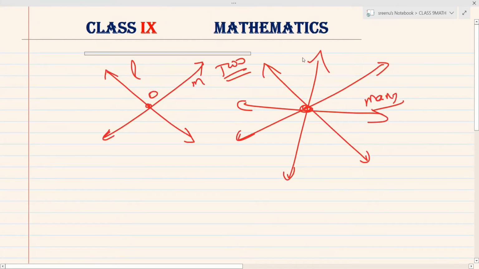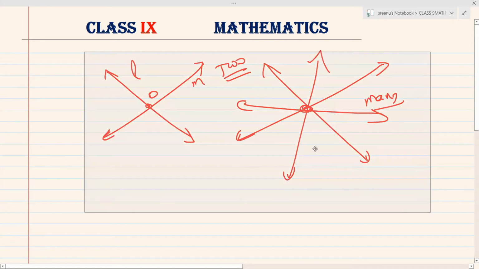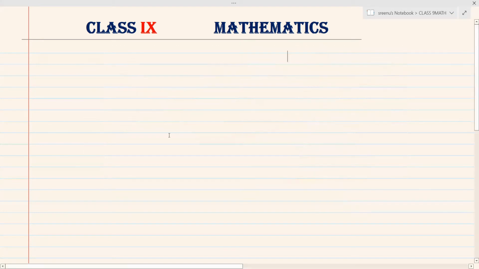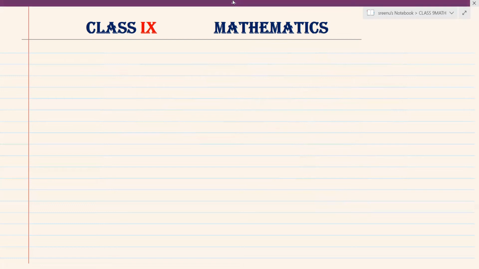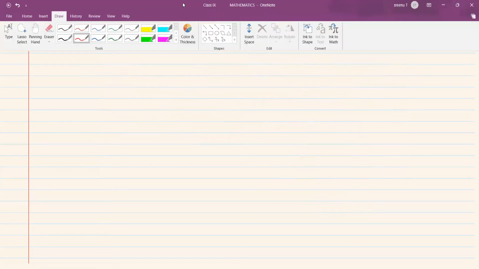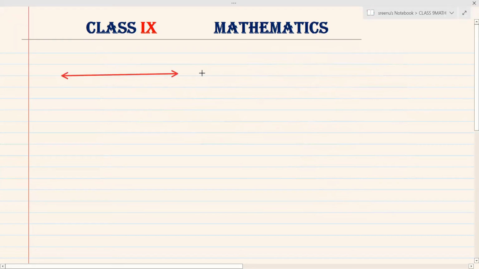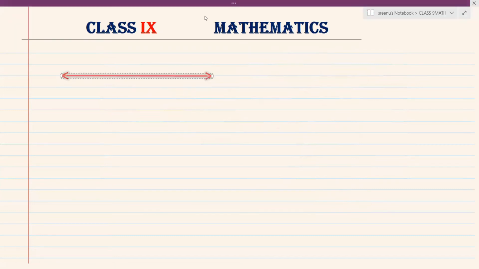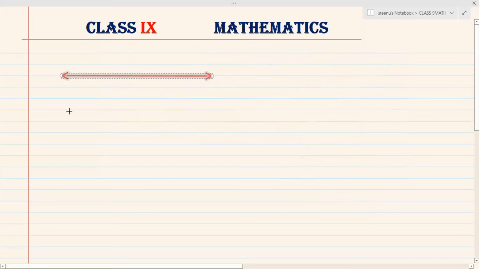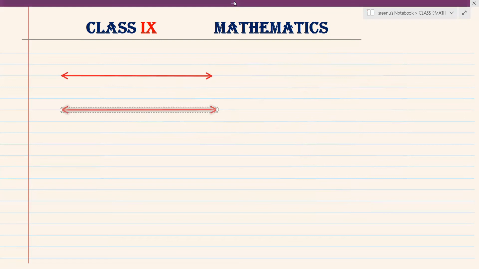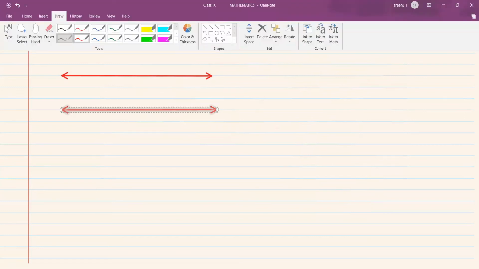So what is this transversal? In class 8 we learned, but let's recall once. So let me draw parallel lines. A straight line which intersects two or more given lines at distinct points is called a transversal.